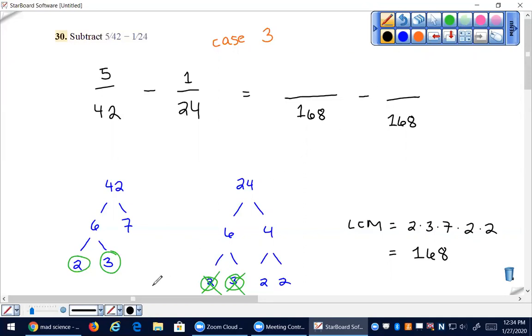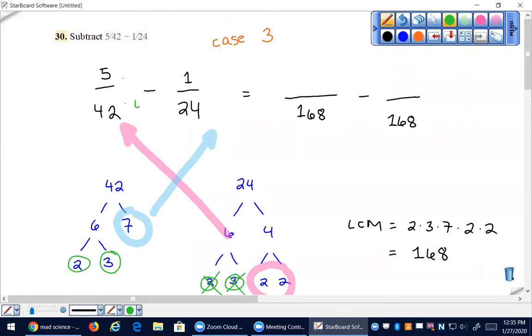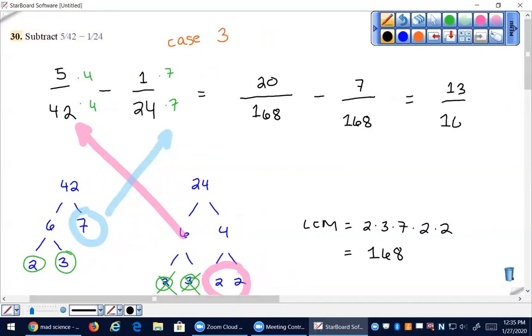So then I say, these numbers go there, and that number goes there. Five times 4 is 20. 1 times 7 is 7. As before, if you like listing multiples, you could do that. 42, 84, whatever it would be, 126, and 168, so on with 24. You could actually list your multiples out and just pick the first time there's something on both lists.